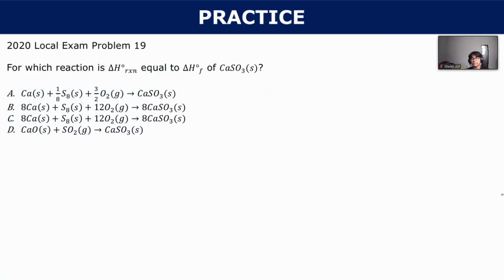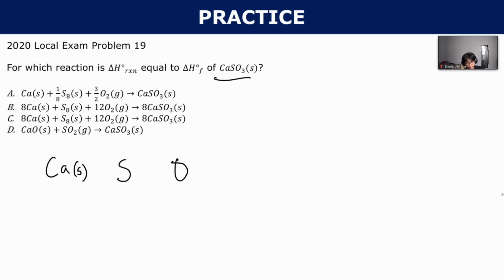For which reaction is the change in enthalpy of reaction equal to the change in enthalpy of formation for CaSO3 solid? So for enthalpy of formations, you need to see what are the elemental things that make up this compound right here. And so that's going to be calcium, it's going to be sulfur, and it's going to be oxygen. So what are the standard states of these things? Well, calcium is just going to come on its own as a solid.